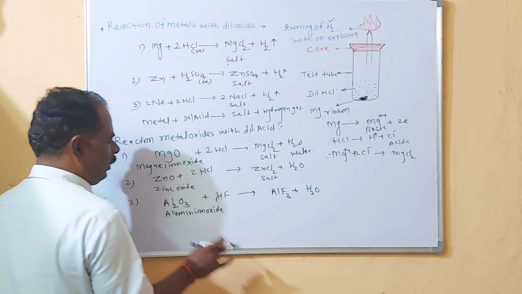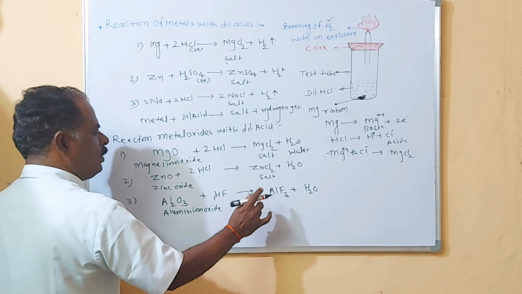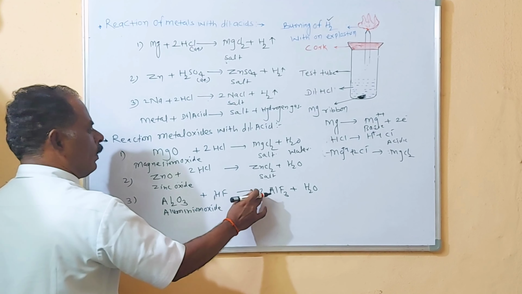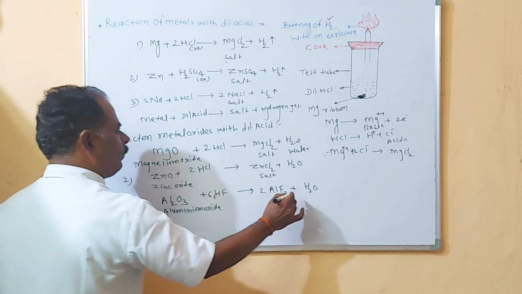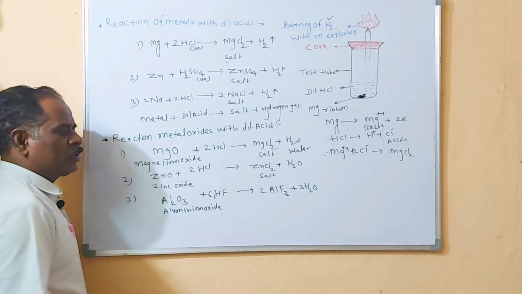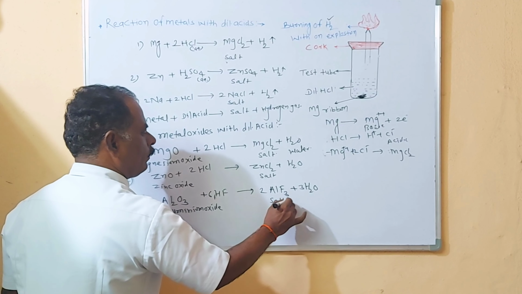How will you balance here? 2 aluminium, here 1 aluminium, so 2 aluminium. Fluorine 6, therefore 6 HF, and 3 H2O. Aluminium fluoride salt is formed here, and water.